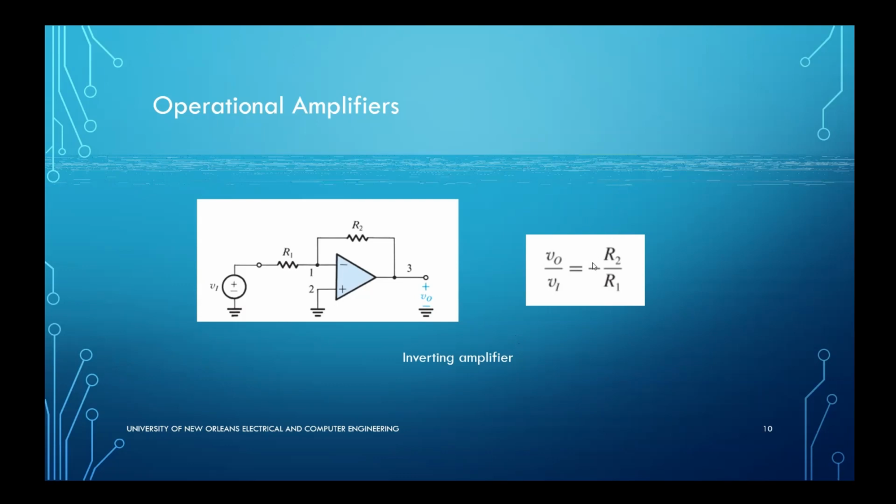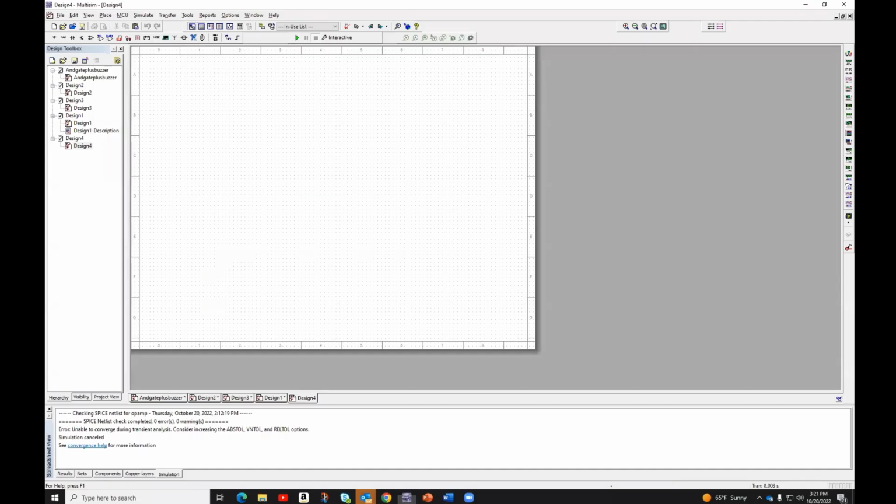It's an inverting amplifier because of the negative sign. It automatically implements the equation. But it is an amplifier that you can adjust by selecting the resistors. So by selecting the ratio of resistors, you can make the gain of the amplifier be a certain number. So what I want to do is go back to our Multisim.